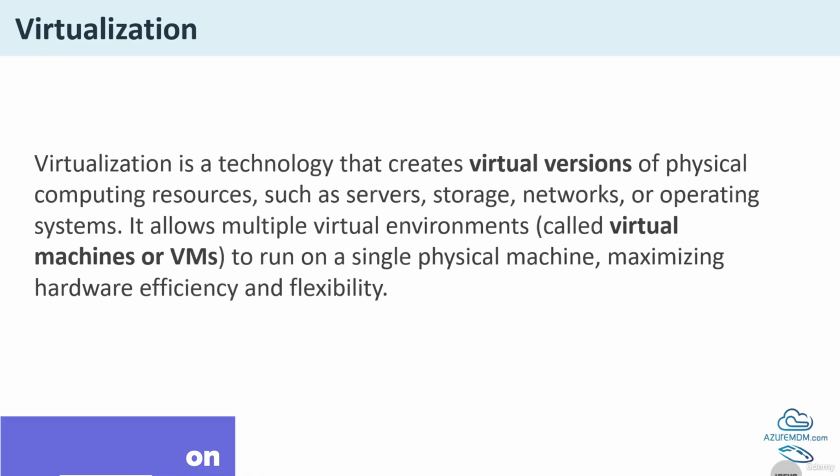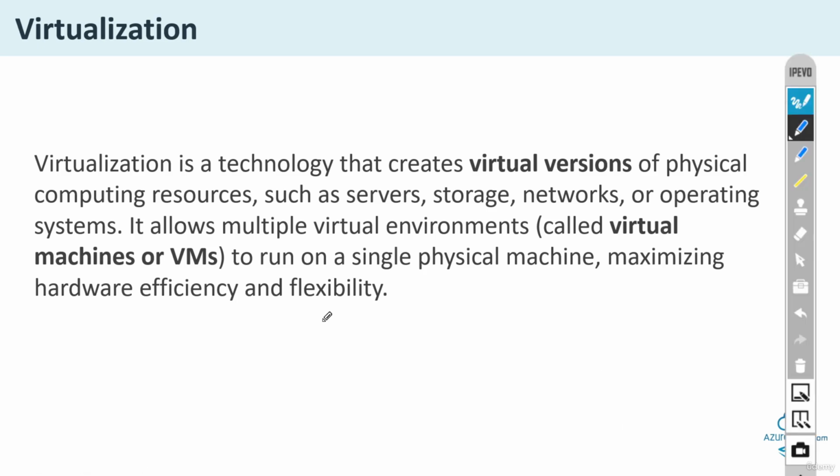So what is virtualization? Virtualization is a technology that creates virtual versions of physical computing resources such as servers, storage, network, or operating system. It allows multiple virtual environments called virtual machines or VMs to run on a single physical machine, maximizing hardware efficiency and flexibility. Here, virtualization divides a single physical computer into multiple virtual ones. Each virtual machine runs its own operating system and applications independently.